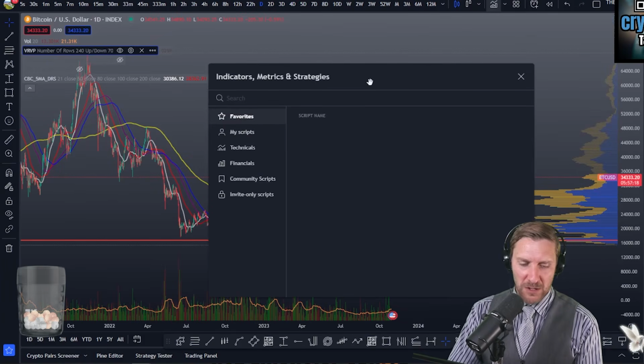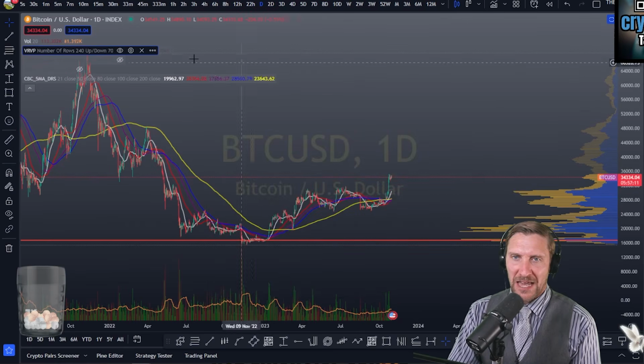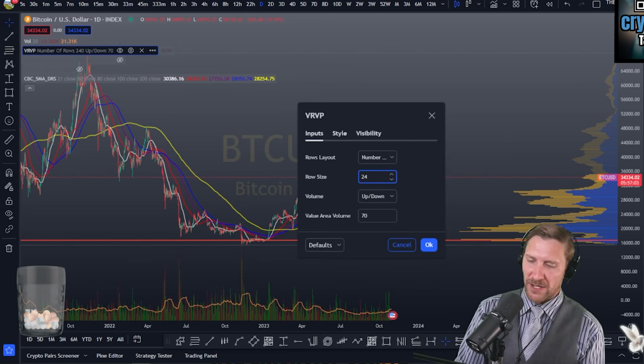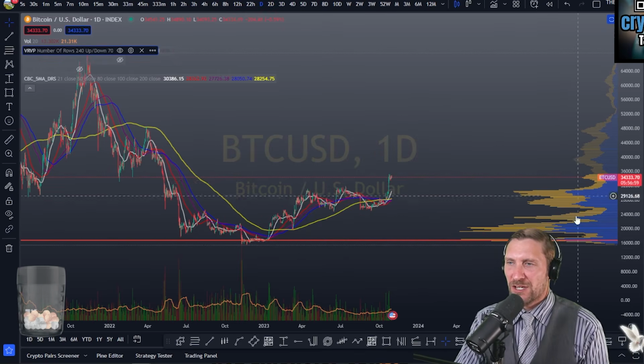Remember, we go up here, we type in VRVP, we click on it, we hit the star so it becomes a favorite. Once we click on it, it gets added here. Then we can hover on it, hit the little gear, and then here we can change the 24 and just put a 0 next to it. That's all. We're not doing anything but adding a 0. And now you can see it's just more delineated.